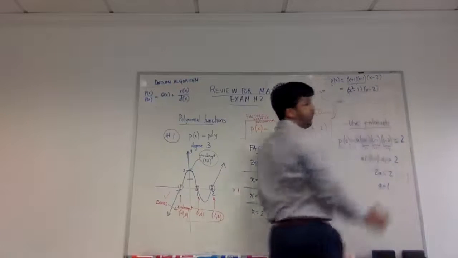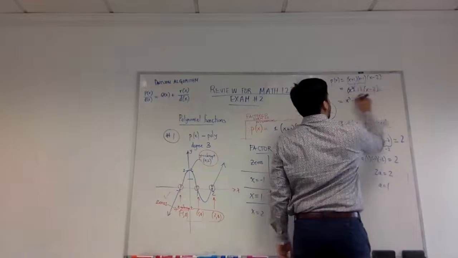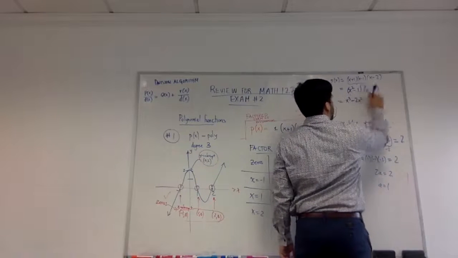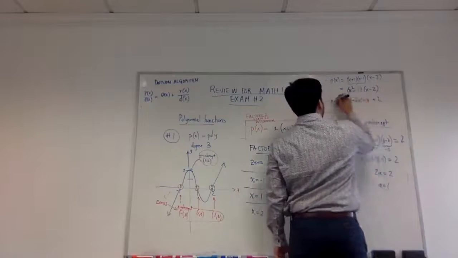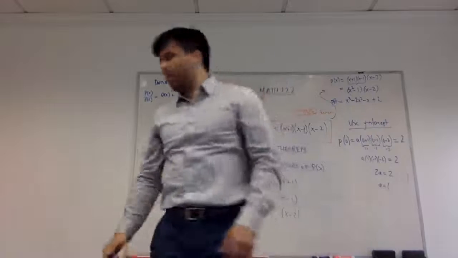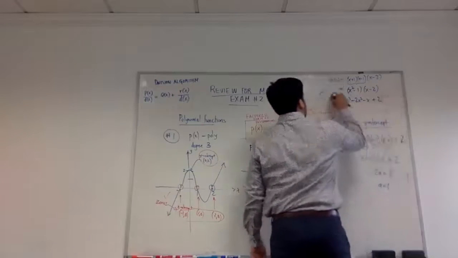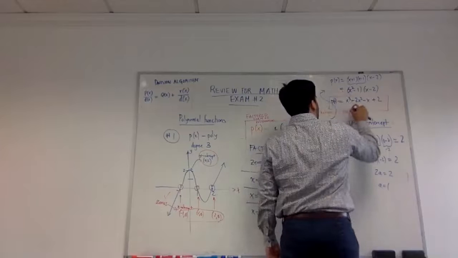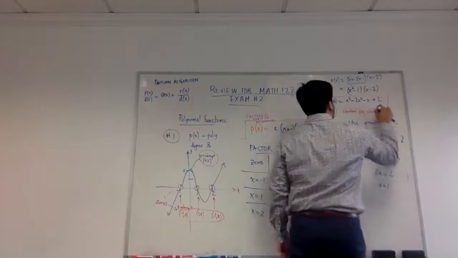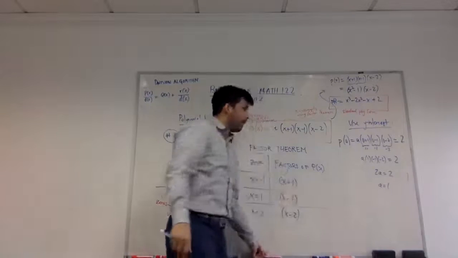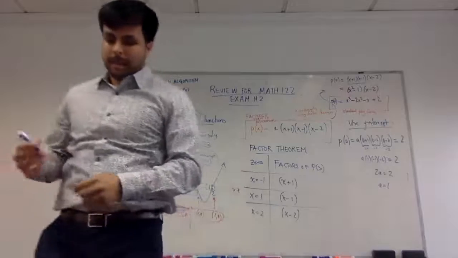And then you can FOIL. x squared times x is x cubed. x squared times negative 2 is negative 2x squared. Negative 1 times x is minus x. Negative 1 times negative 2 is positive 2. So this is my answer in standard polynomial form. This is standard polynomial form. So one is factored form, the other one is standard polynomial form. Okay?